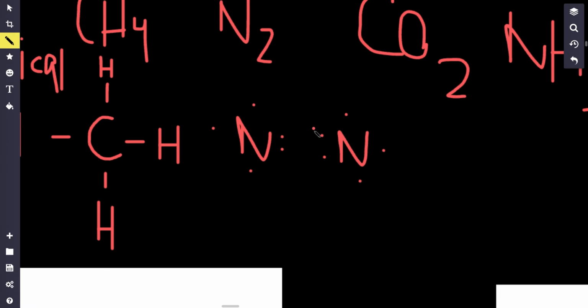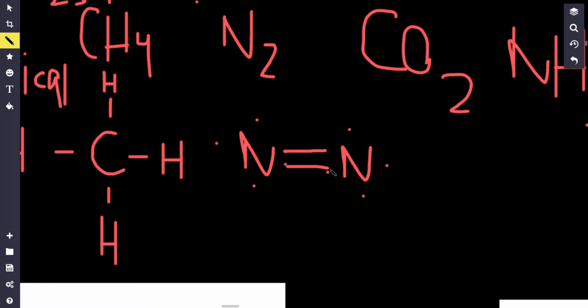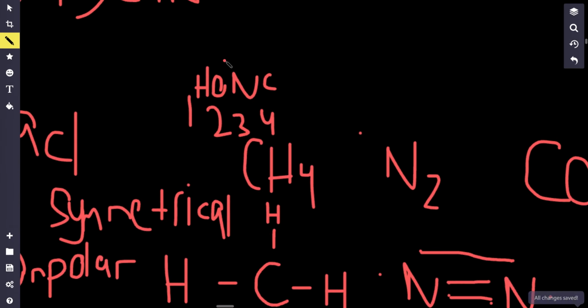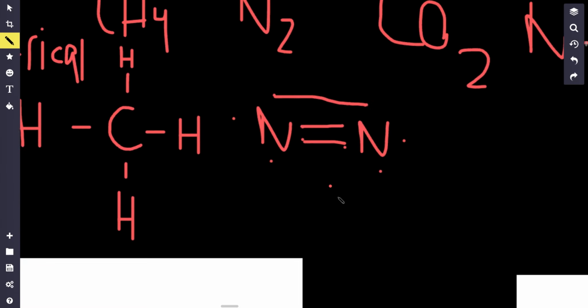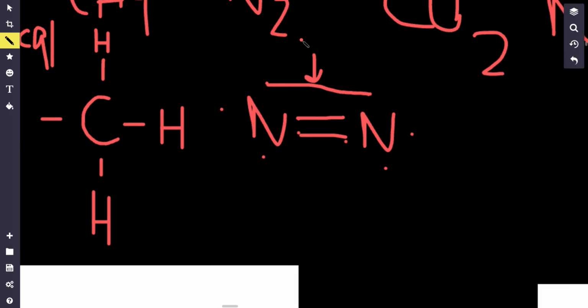Now let's share electrons, because atoms want a full valence shell. Our goal is to have 8 electrons on the outside. So one bond, two bonds, and let's create a third bond, because nitrogen likes to have 3 bonds. Each bond counts as 2 electrons, because you have 1 electron from your side and 1 from the other nitrogen.